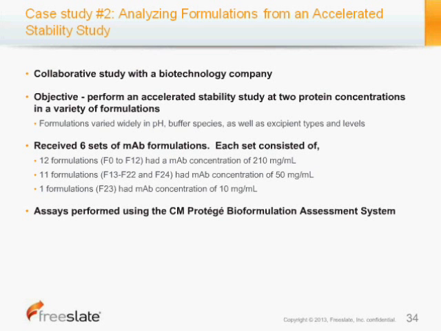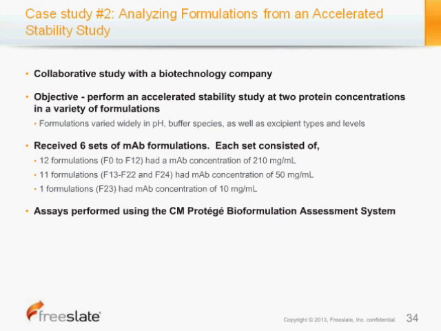From the biotechnology company, we received 6 sets of monoclonal antibody formulations. Each set consisted of 12 formulations, which are F0 to F12, of a 210 milligram formulation of monoclonal antibody. It had 11 formulations, F13 through F22 and F24, of 50 milligram per mil monoclonal antibody formulation. And then we had a single formulation that was at 10 milligrams per mil, and the solution for that was saline. And the assays were performed using the CM Protégé bioformulation assessment system.